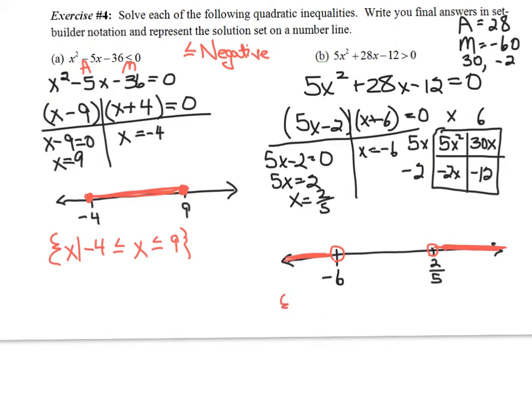In set builder notation, we want x such that x is less than -6 or x is greater than 2/5. So we want one end or the other, but not the numbers in between.